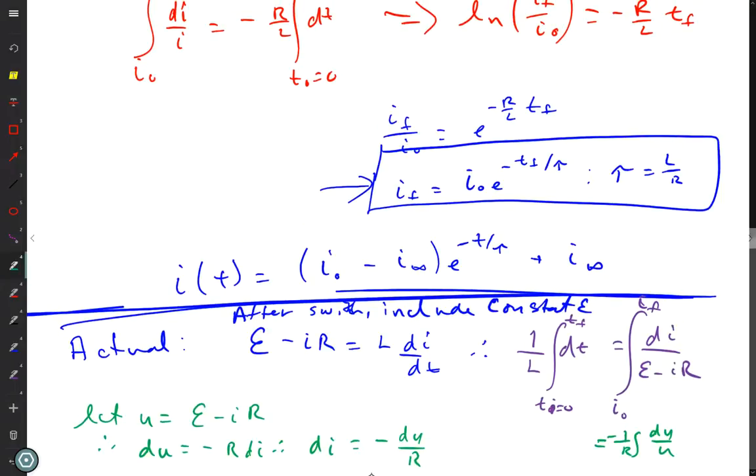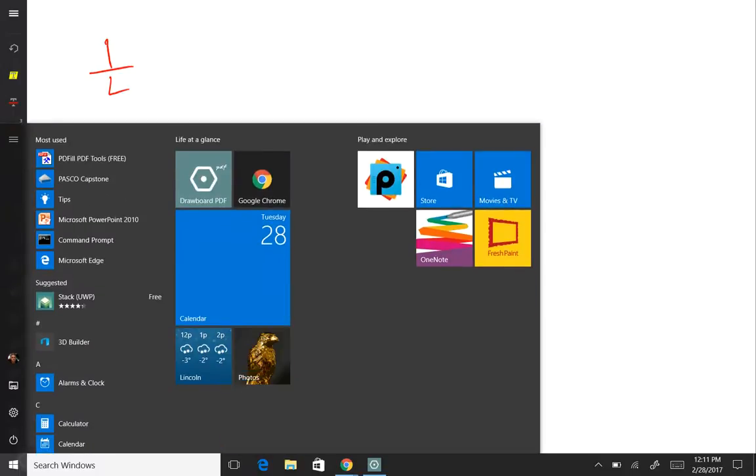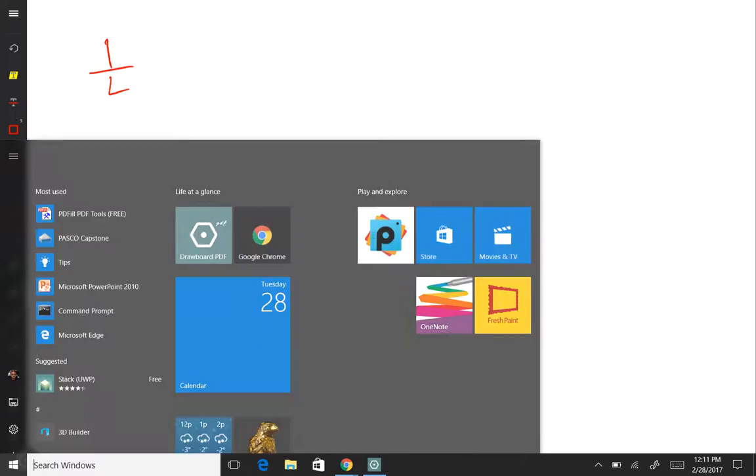So when I do this integral, I have, excellent. I got 1 over L written before it crapped out. Sorry.